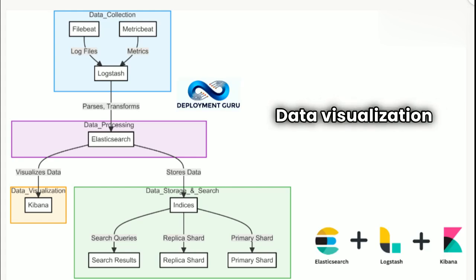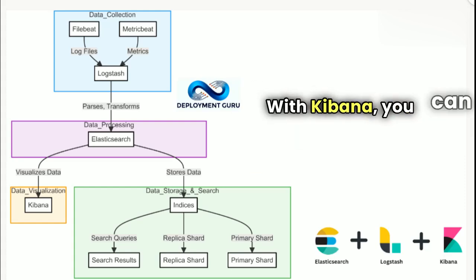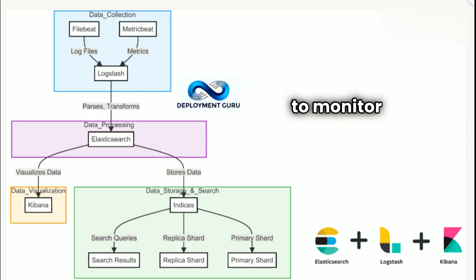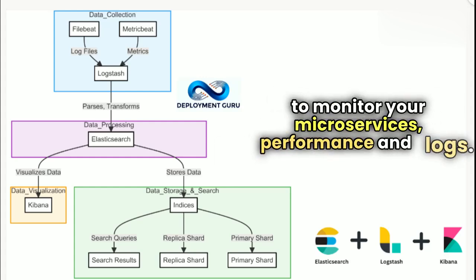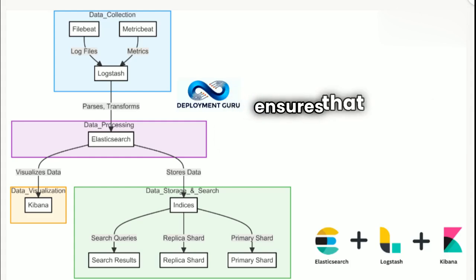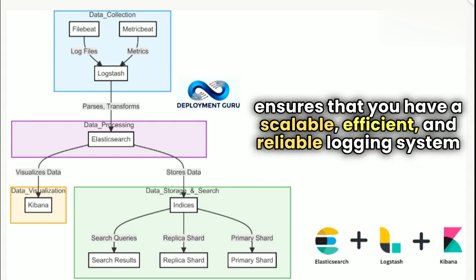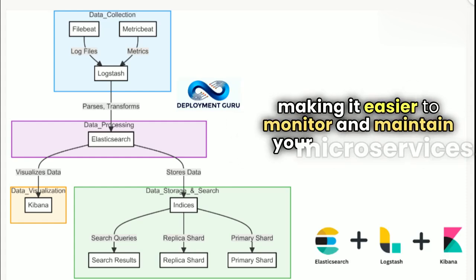Data visualization: Finally, Kibana visualizes the data stored in Elasticsearch. With Kibana, you can create real-time dashboards to monitor your microservices' performance and logs. Using the ELKB stack in a Kubernetes environment ensures that you have a scalable, efficient, and reliable logging system, making it easier to monitor and maintain your microservices.